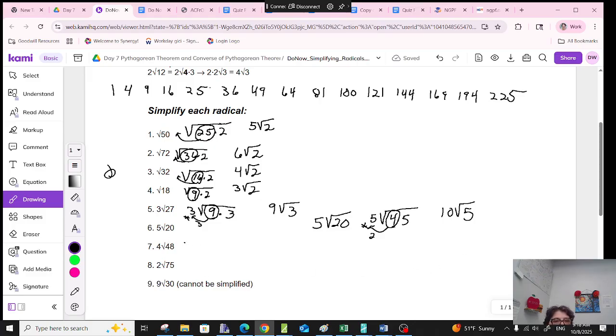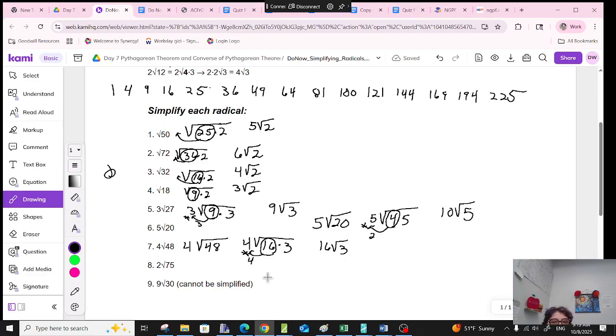Okay, so now I have 4 square root 48. 16. And 16 goes into 48 how many times? 3 times. So 4 square root 16 times 3. And then this 16 comes out as 4. And 4 times 4 is 16 again, square root 3. Now, you always multiply. Don't make that mistake of adding or dividing. You multiply the two numbers, the one you pull out and the number in front.